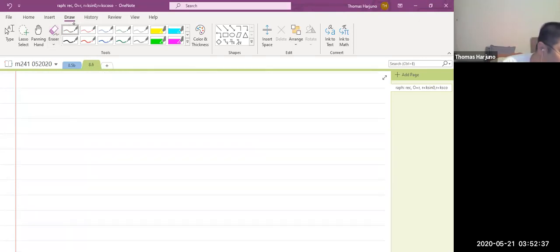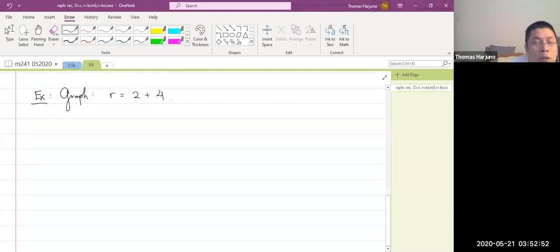One more. For example, graph r equals 2 plus 4 sine theta. Now, before you really start, you realize that this function r equals something depends on sine theta only.